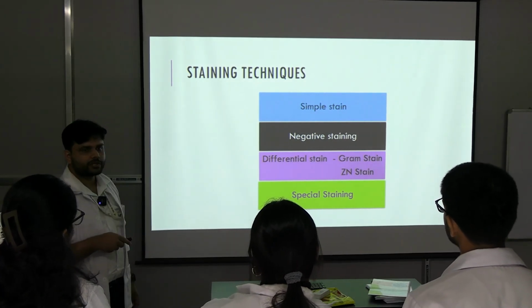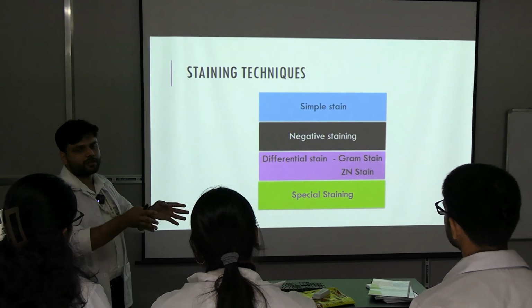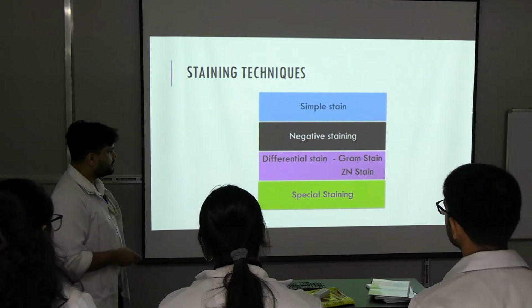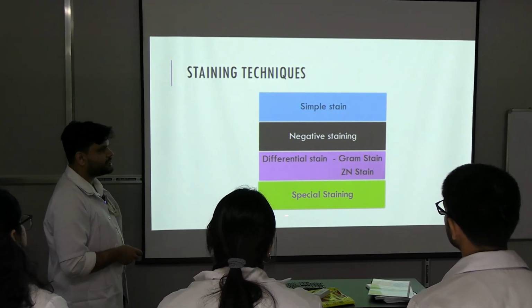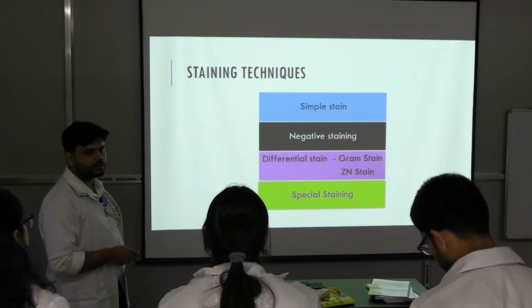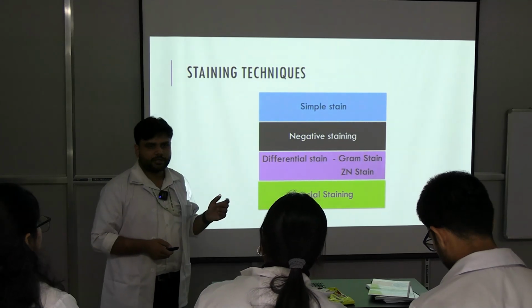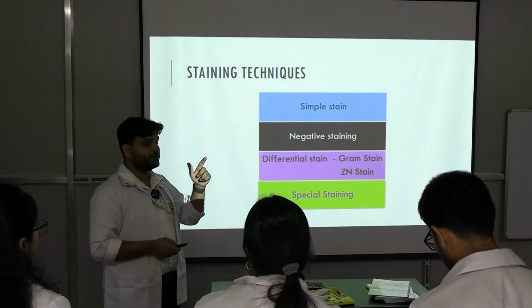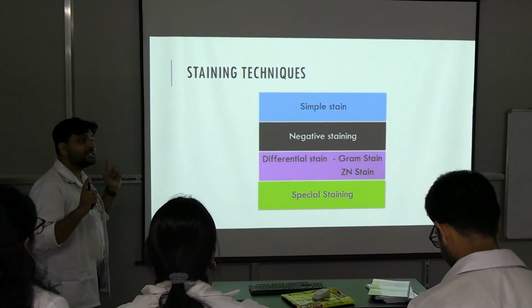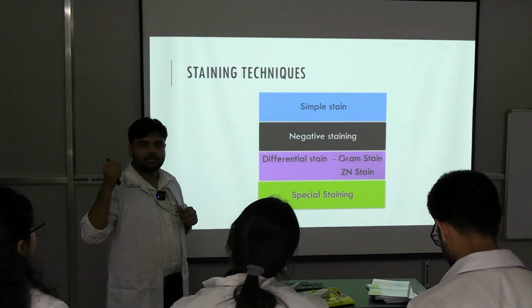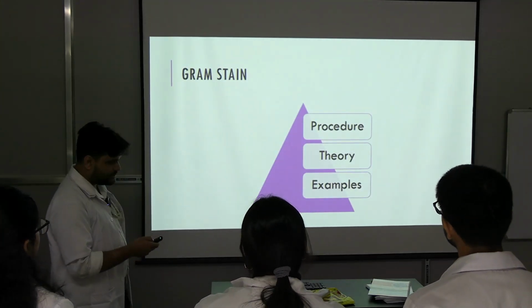Then we have the differential stains. Can anyone tell me the meaning of differential staining? It divides the bacteria into two different groups. Two or more different groups. In that we have gram staining that we'll be reading today, and the Zn staining. And finally the special staining. Do you remember the special staining that we told you? Albert stain. Very good. And what was the organism that we saw there? Corynebacterium diphtheriae. And the pattern was Chinese letter pattern, or the drumstick pattern. So we'll be learning the procedure, theory and examples.